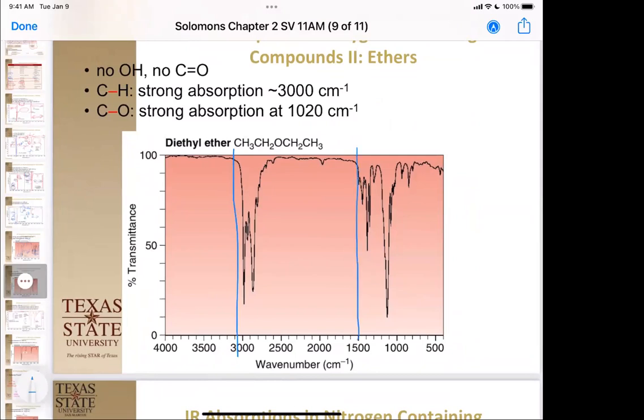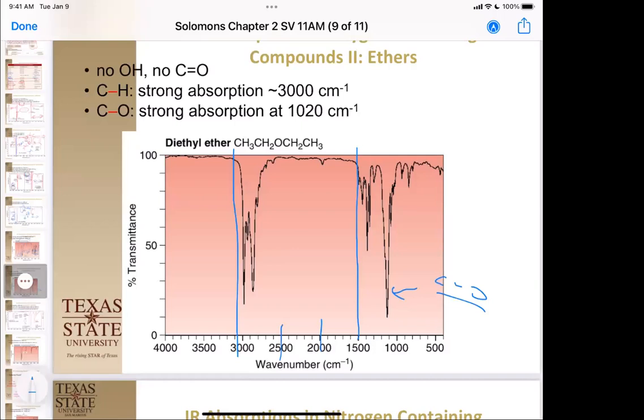We have nothing between 2500, 2000, or 1500. And we only see that carbon-oxygen bond, and it's probably the intense one, because it's a more polar bond than a carbon-carbon single bond. So this is probably the carbon-oxygen single bond being very intense and below 1500.